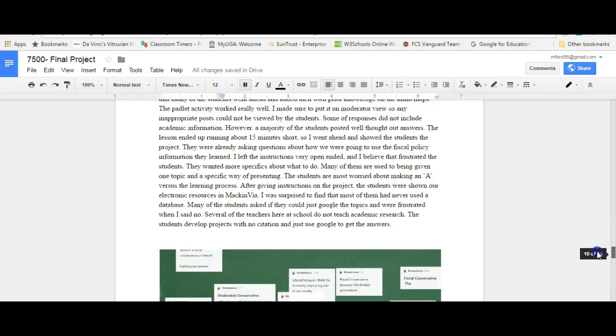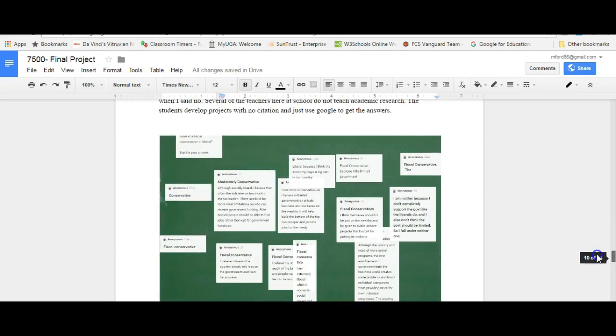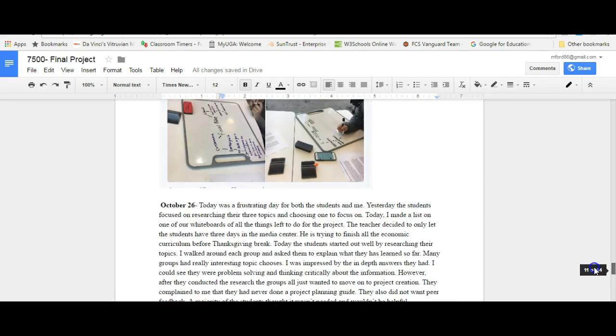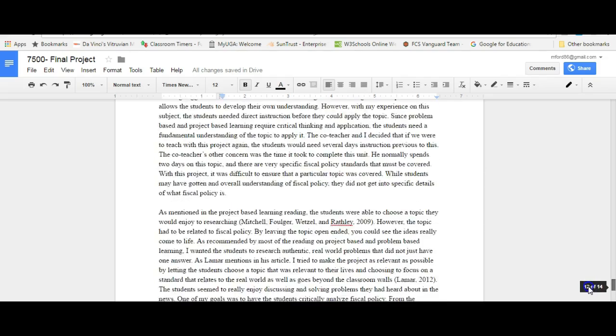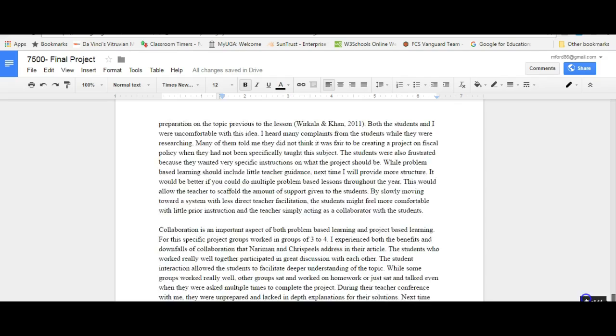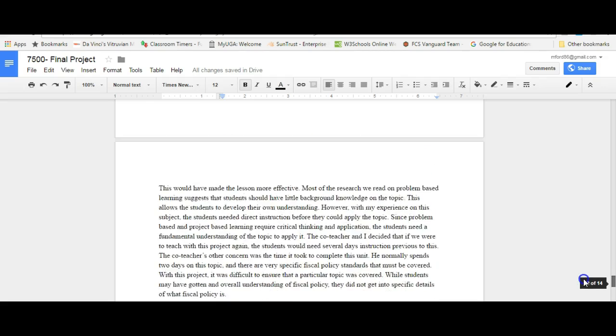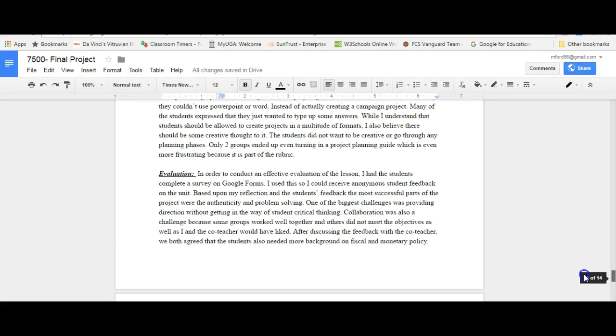There were some frustrating parts to it. Here's a view of the Padlet we created, and these are the kids working on mind maps. So I did both a teacher interview and I created a Google form for the kids to fill out so that I could get anonymous feedback.